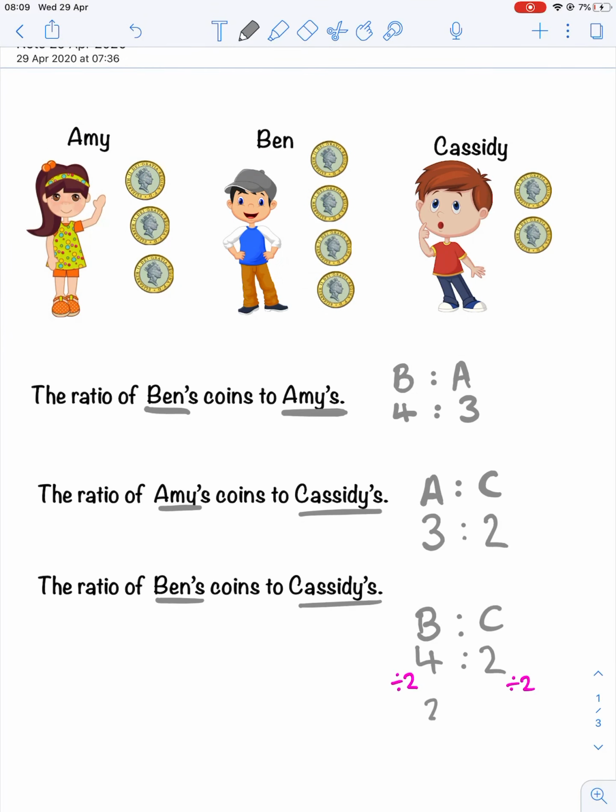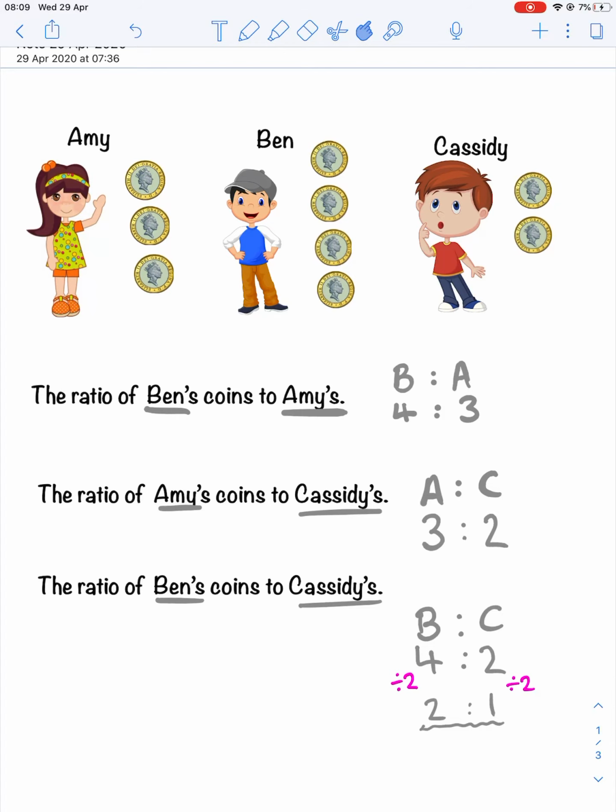4 divided by 2 is 2. 2 divided by 2 is 1. So that's my simplified answer for the third question. I've simplified 4 to 2 because I could divide them both by the same thing. Hopefully you can see on the first two questions that wasn't an option because there's no number that goes into 4 and also goes into 3, apart from the number 1, and dividing by 1 wouldn't change anything.